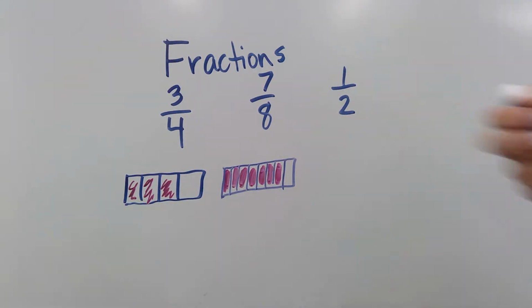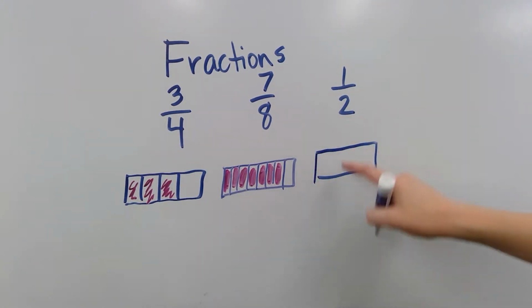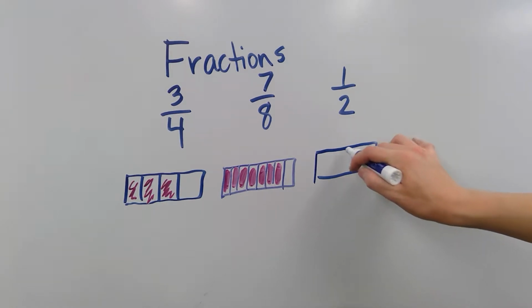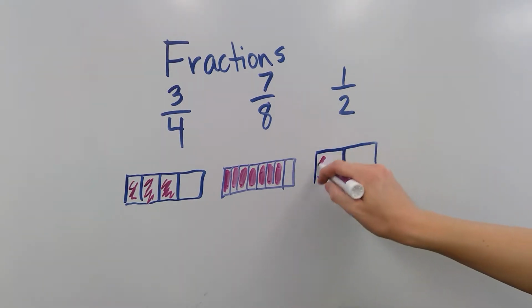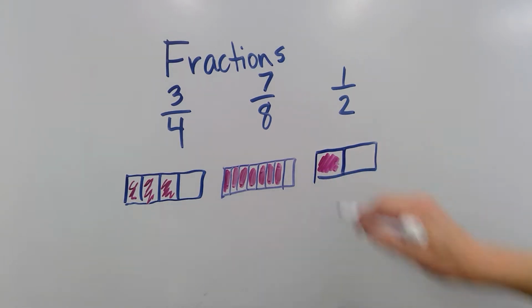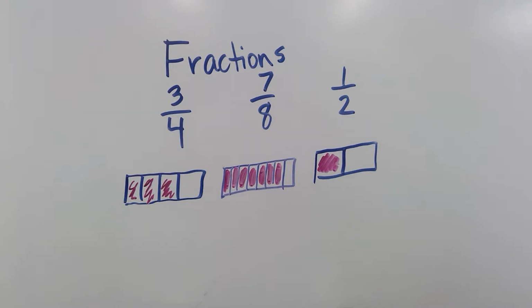Last one, 1/2. My denominator tells me how many my whole is broken into, or how many it would take to make one whole. My numerator tells me how many pieces I have. So I split it into 2, and I have 1 of them.